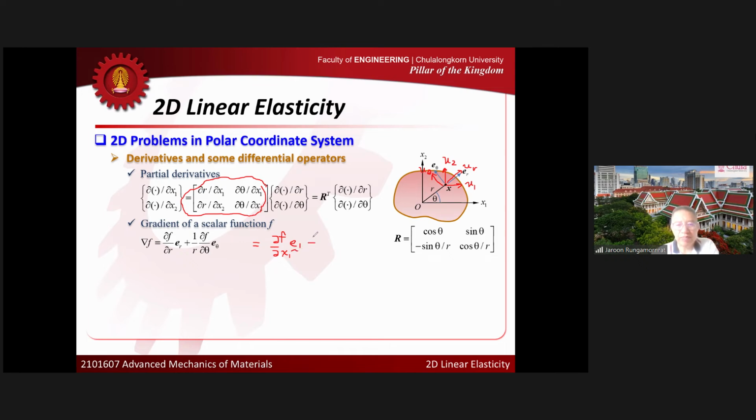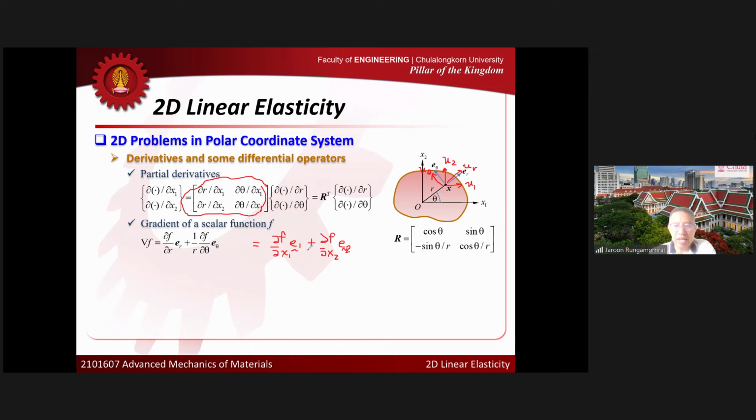And we have the second component as well. So you take the derivative of f with respect to x2 and multiply by the unit vector in the x2 direction. That is called E2. E1 and E2 here are simply unit vectors. So that is the gradient of a scalar function in x1 and x2 system.